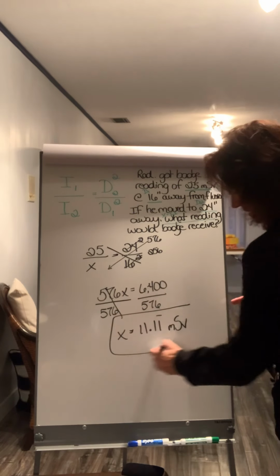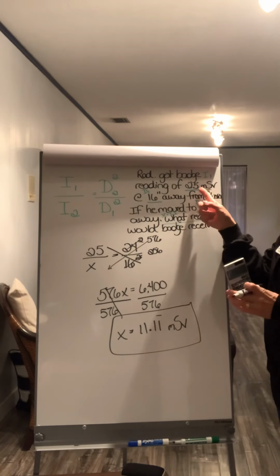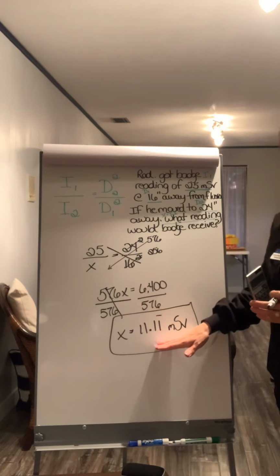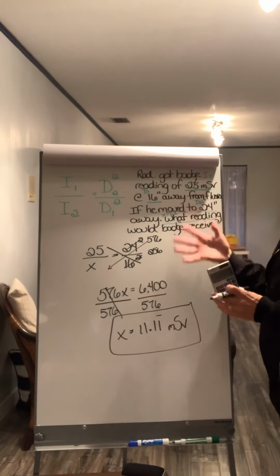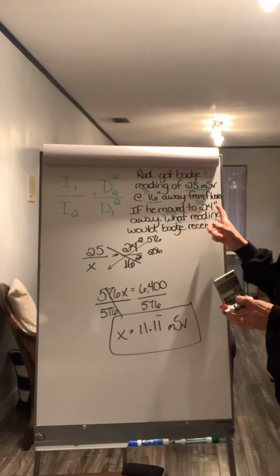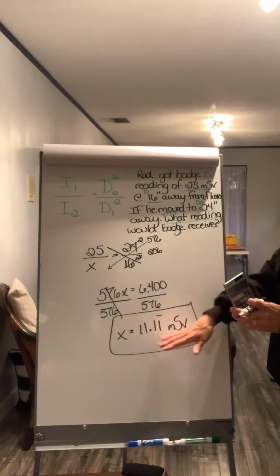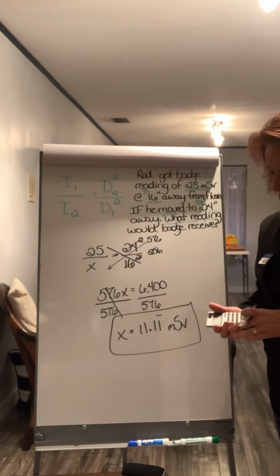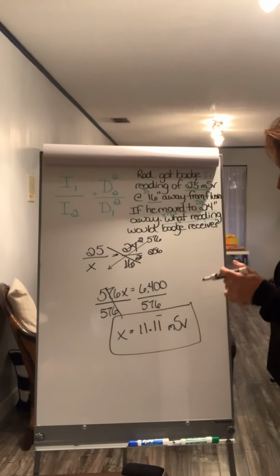Meaning if this radiologist were to move to 24 inches away, his dose would go from 25 millisieverts down to 11 millisieverts. That should make sense because he's moving further back, from 16 to 24, so he should get less than 25, and 11.11 is less than 25, so that is most likely correct.